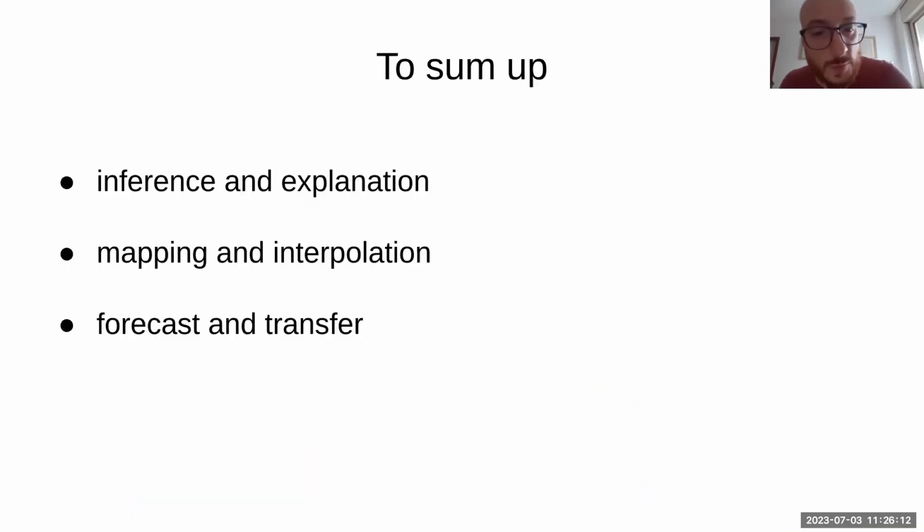In general, what we want to do with species distribution models is to understand the ecology and the biology of a given species, and then to understand where they can occur in a given place at a given time. Thus, to sum up, we have different purposes: inference and explanation of the ecology, mapping and interpolation to understand the spatial distribution of a species, and forecast and transfer to understand how the distribution of the species might change under different conditions.